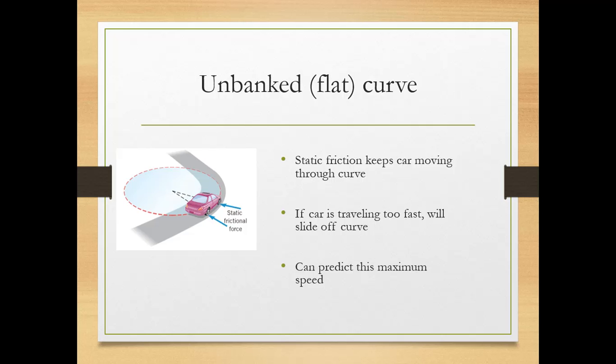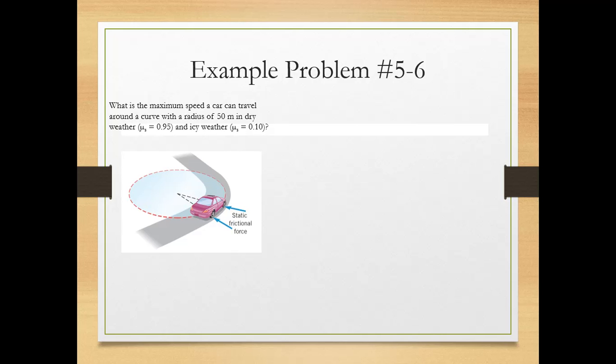Now, it's worth pointing out if your car is moving too fast, you will slide off the curve, and so we can actually predict what the maximum speed is. For the unbanked flat curve with static friction, you could be traveling anything less than the maximum speed, so let's calculate the maximum speed in two different conditions. We're moving around a curve of radius 50 meters in dry weather, and I looked up the coefficient of static friction for standard tires in dry, ideal weather conditions, and it's about 0.95. I also looked it up in icy conditions, if you have a sheet of ice over the road, and it's 0.10. So we're going to calculate the maximum speed in both these cases.